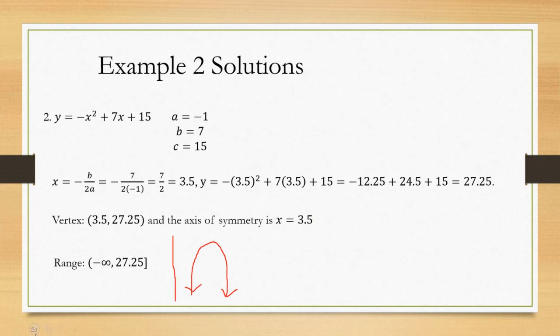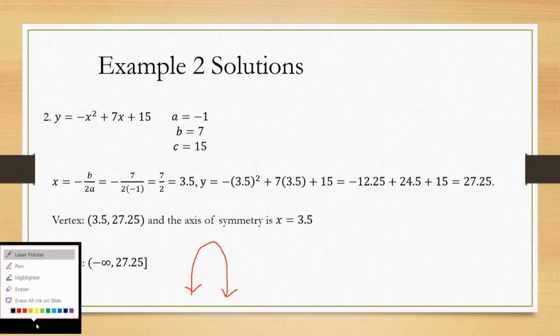Wait, what am I doing? Getting ahead of myself. There we go. So we have to open downward. That's why the range is from -infinity to 20.25. That's what our range is. That's good.